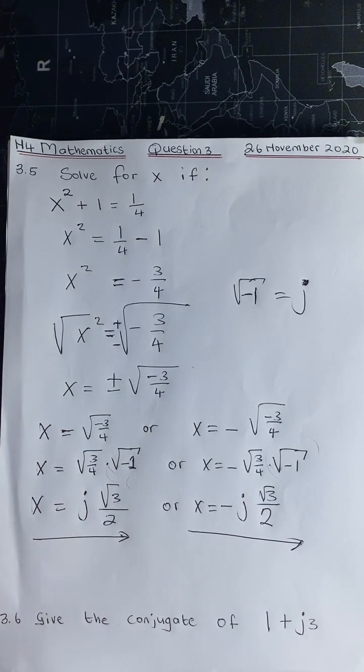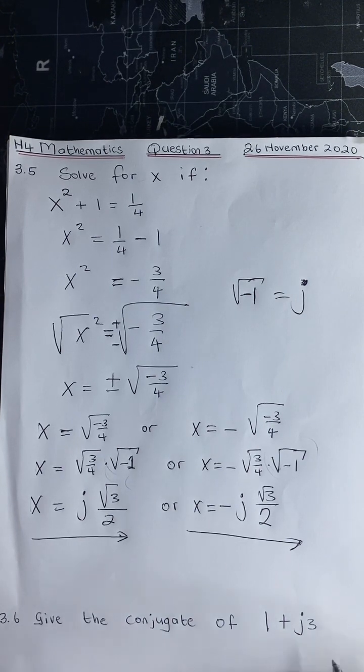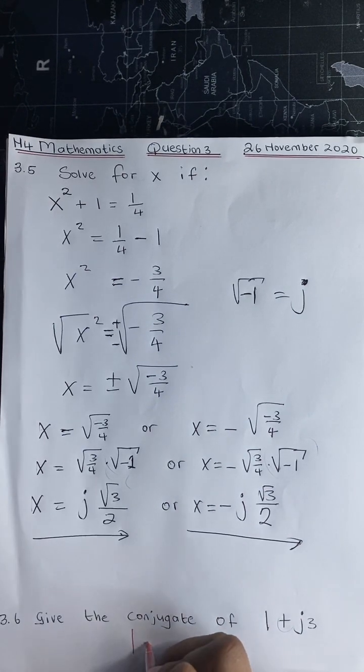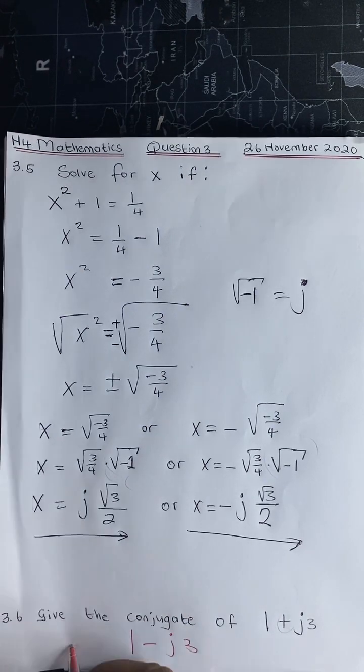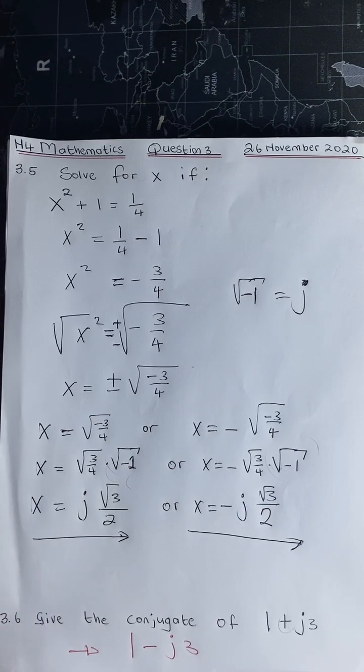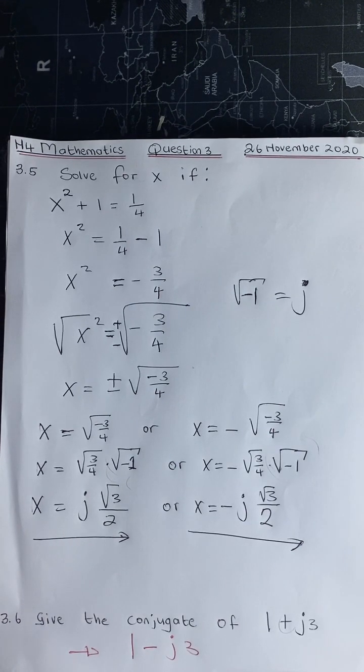Give the conjugate of 1 plus j3. With the conjugate, all that you have to do is change the sign of the imaginary part. The imaginary part has a positive sign, so for the conjugate, we change the sign of the imaginary part. So this will be our conjugate, 1 minus j3. So that's it for question 3.